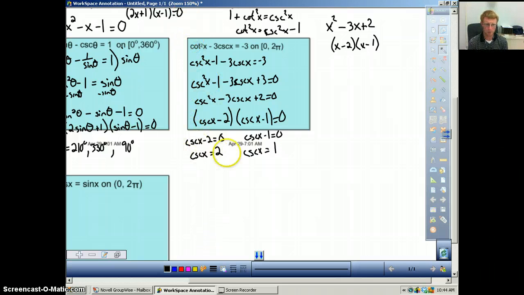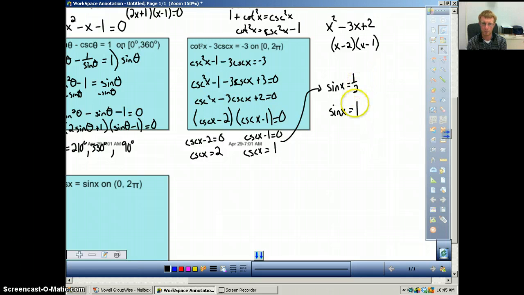Okay, so a couple things to look at here. Cosecant of x is the same thing as 1 over sine. Remember, we can just invert everything. So in other words, we need to know when the sine is going to be equal to two things. Sine of x equals 1/2. We just invert everything. And we need to know when the sine of x is going to be equal to 1. Invert this, invert this.